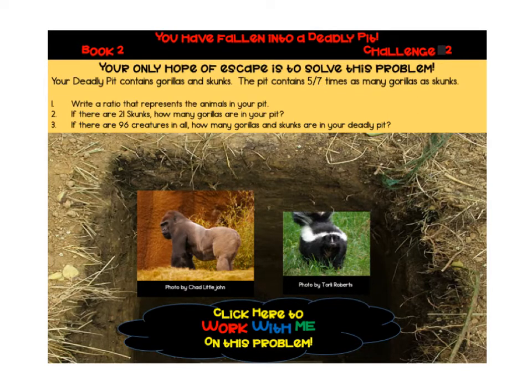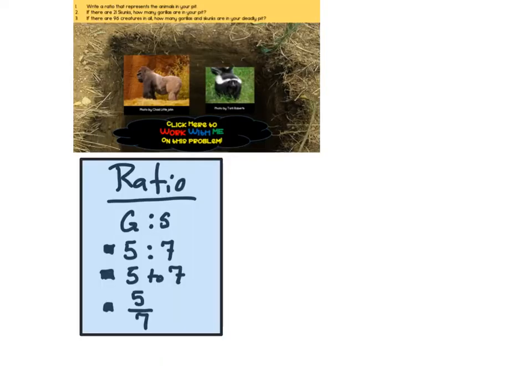So when we're talking about gorillas to skunks, you get 5 out of every 7. So you get 5 gorillas for every 7 skunks. If there are 7 skunks, you're going to get 5 gorillas. So your ratio is right here. You have gorillas to skunks, and you can write it in three ways: with a colon, the word to, or as a fraction. Either way, it would be 5/7.